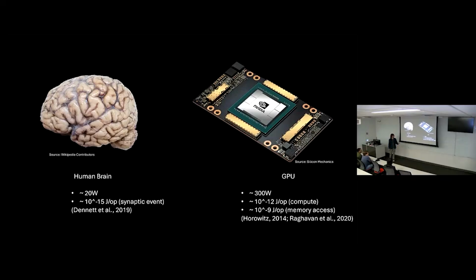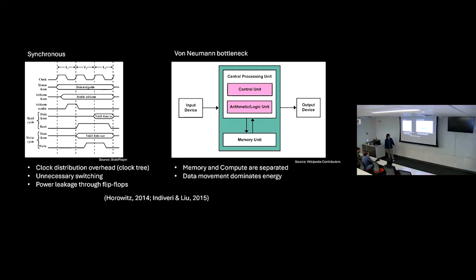So in traditional computing, where is the inefficiency coming from? Mainly it comes from the von Neumann bottleneck, where the memory and compute are separated. So a lot of the data has to move from memory to the CPU to be computed. That uses a lot of energy, but a lot of it also comes from it being synchronous. So you have the clock tree constantly switching. That's a lot of dynamic power consumption, and you have all the flip-flops everywhere. So that's also a lot of power leakage.